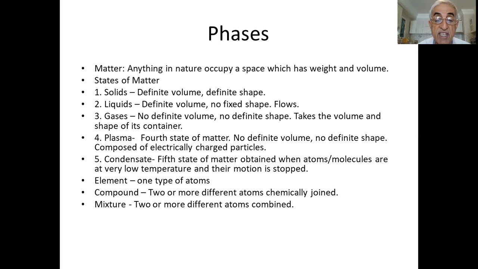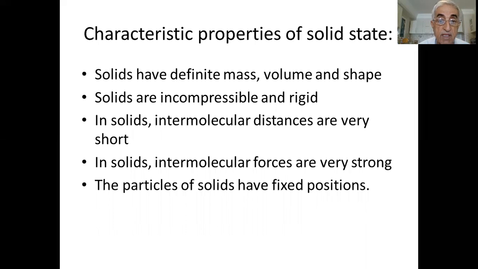Condensate: fifth state of matter, obtained when atoms or molecules are at very low temperature and their motion is stopped. Element: one type of atoms. Compound: two or more different atoms chemically joined. Mixture: two or more different atoms combined.